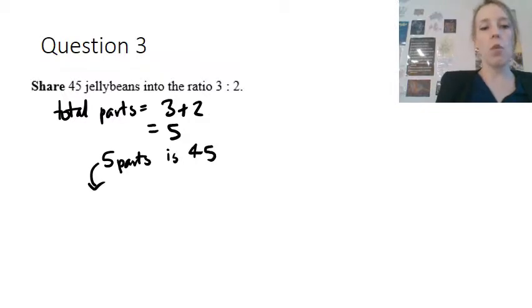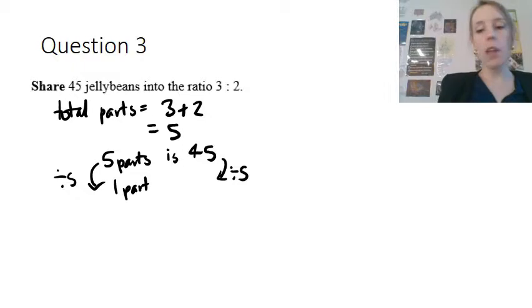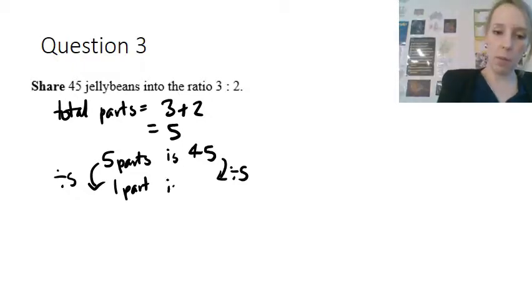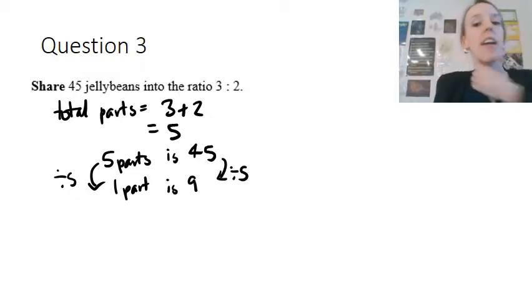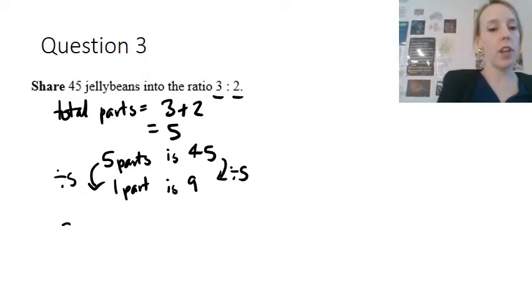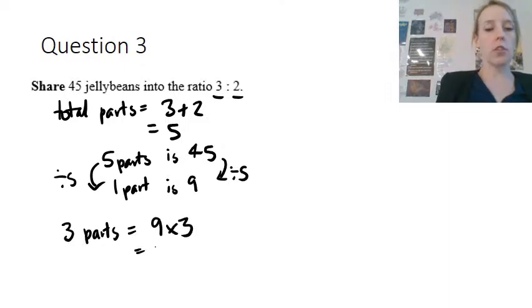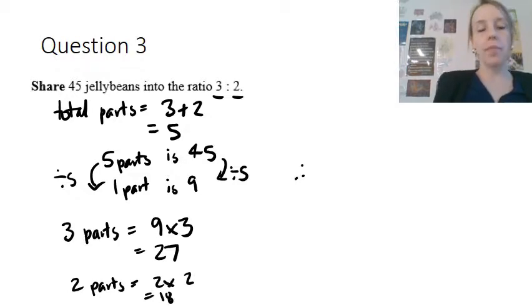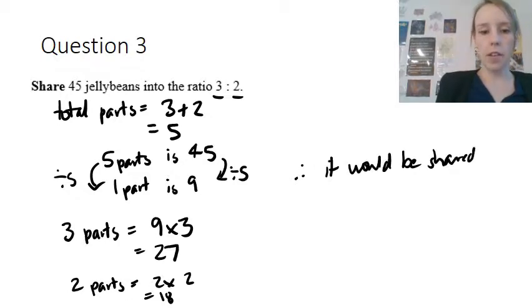If I want to find out what 1 part is, I'm just going to have to divide by 5. So 5 parts divided by 5 is 1 part. 45 divided by 5 is going to give me 9. So 1 part is 9. Now my ratio asks for 3 parts and 2 parts. So 3 parts is 9 times 3, that's 27. And the 2 parts is 9 times 2, which is 18. So therefore it would be shared 27 to 18. There we go.